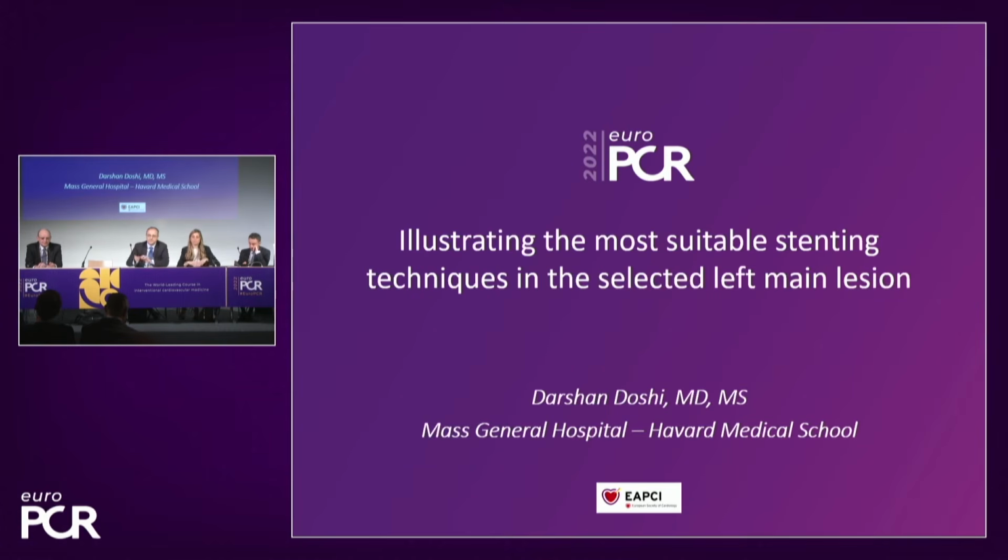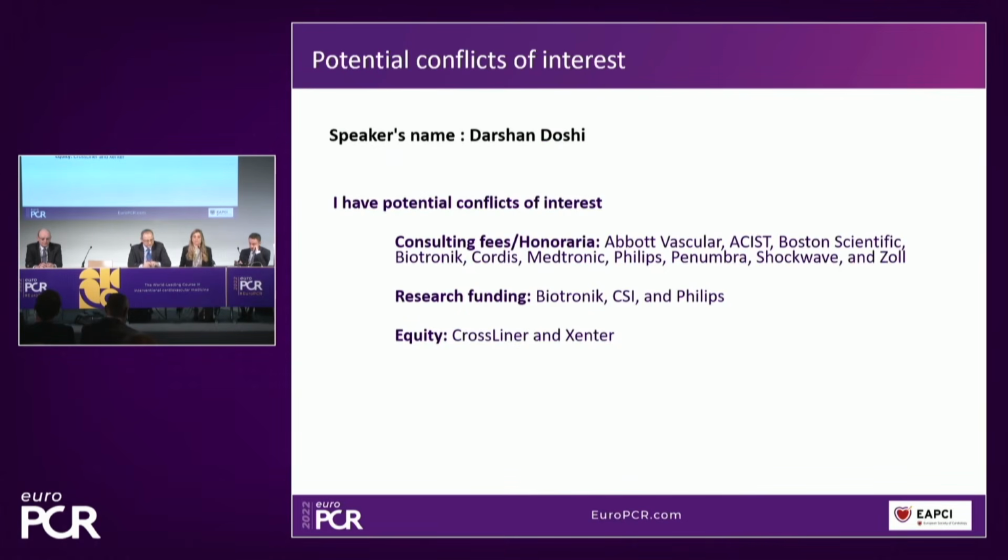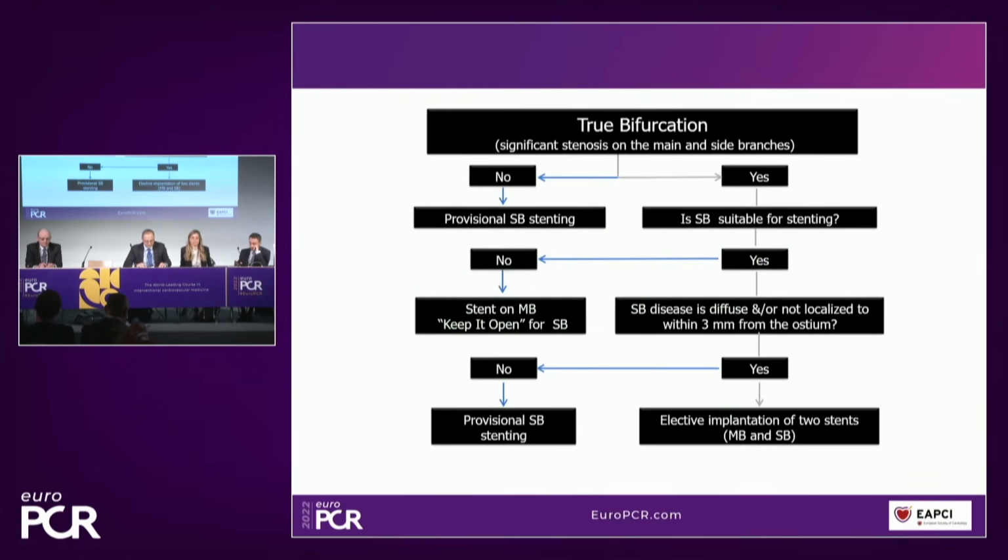All right, thank you. So here are my quick disclosures. One of the things I was asked is when you have a true bifurcation, particularly in the left main, which is not infrequently encountered, what is the optimal stenting strategy? Do you go with a one stent strategy that's provisional, or do you go with a two stent strategy? So I want to give you a thought framework that I utilize for making that decision.